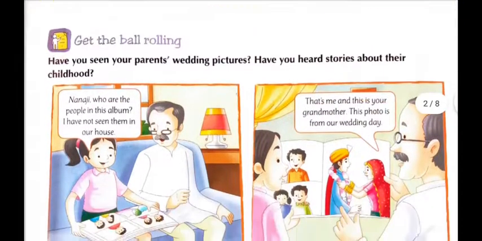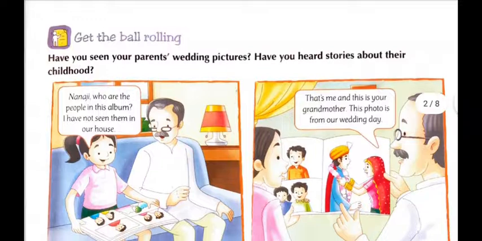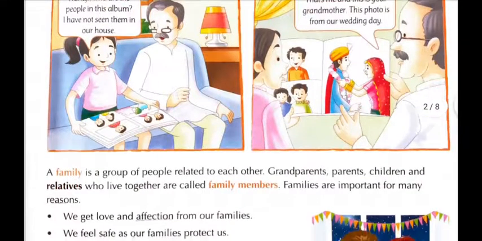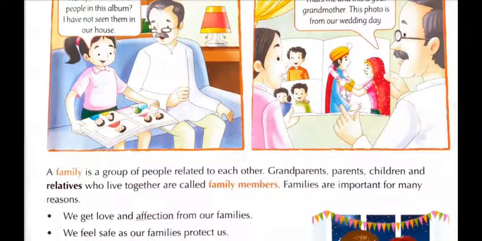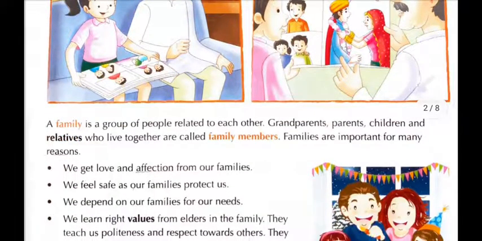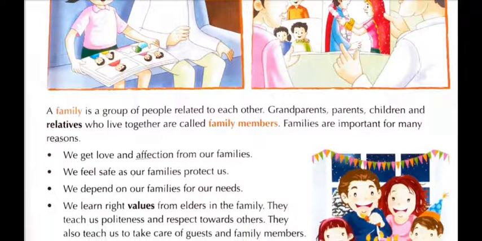Before we start the chapter, look at the pictures. What have you noticed? In this picture, the granddaughter is asking her grandfather about wedding pictures. Students, first I will read a paragraph one by one, then I will explain it to you accordingly. Okay? Now, let's start. A family is a group of people related to each other.